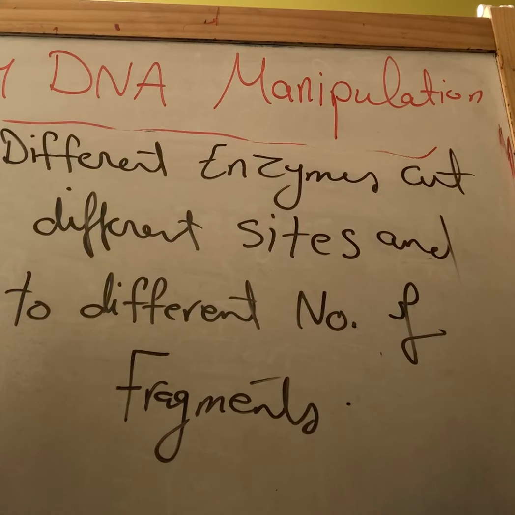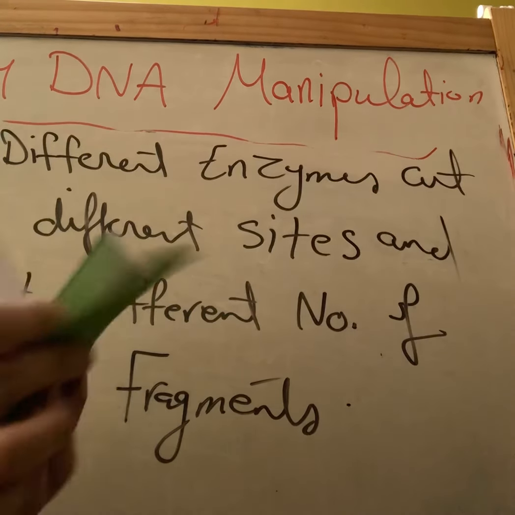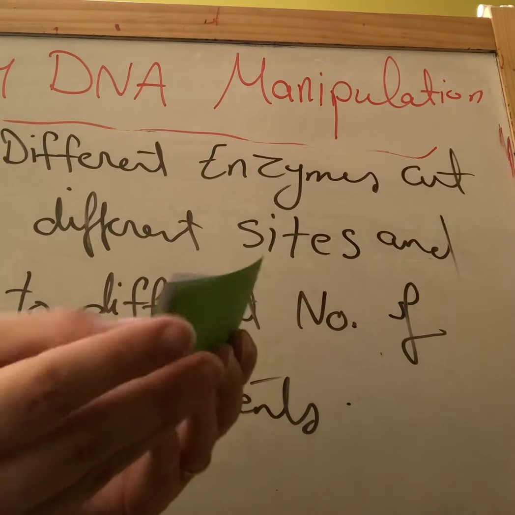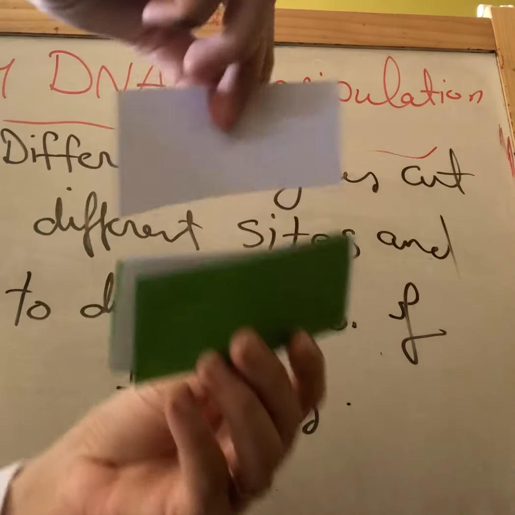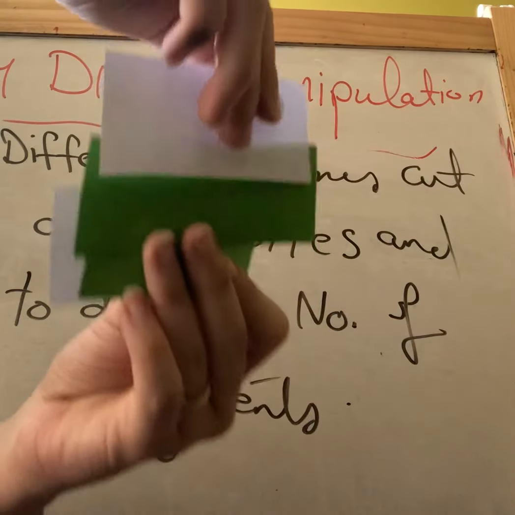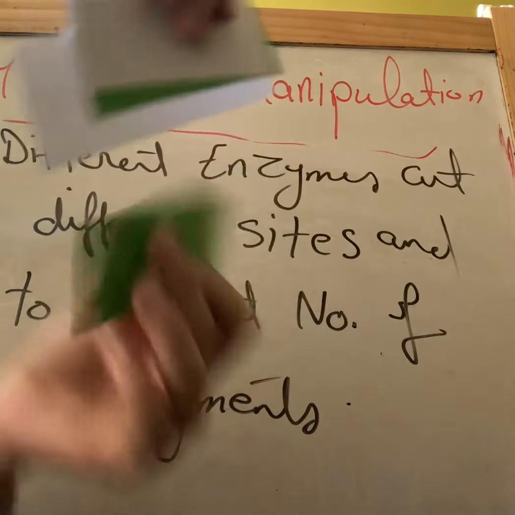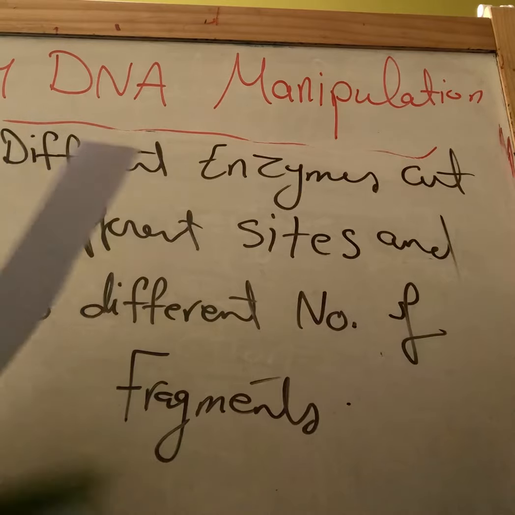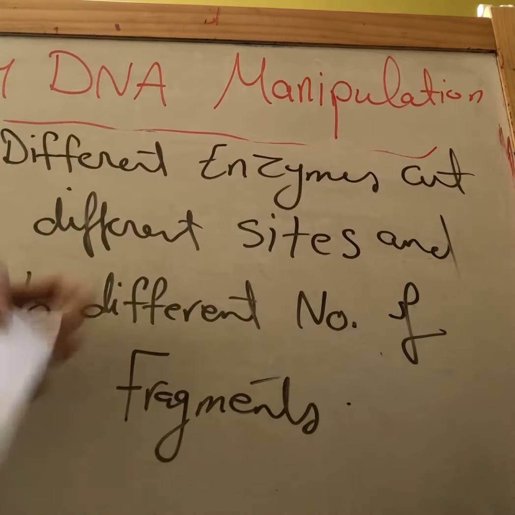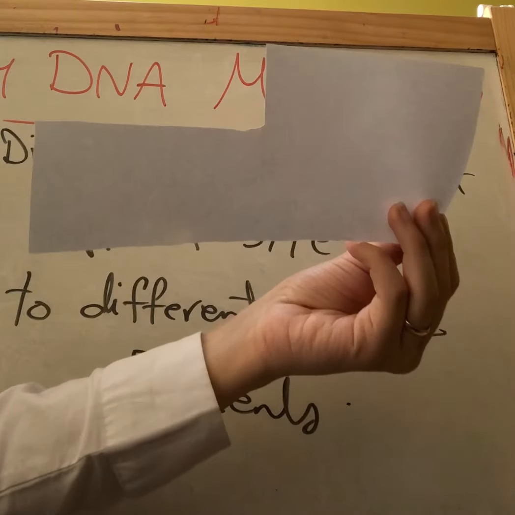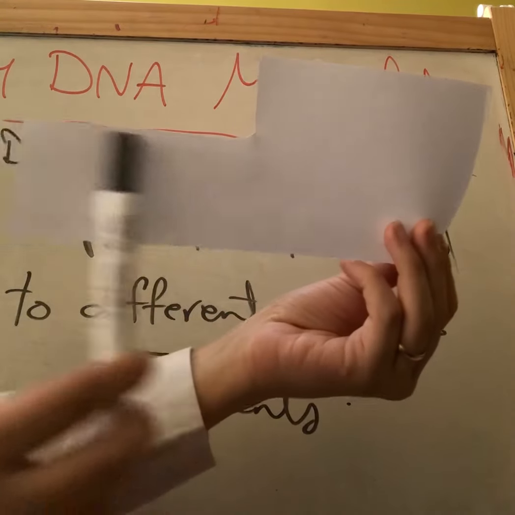Some restriction enzymes cut the DNA into blunt ends. Look, blunt end. Those pieces have blunt ends, regular ends, like that. What if the DNA had this shape after cutting? This end is called a sticky end.